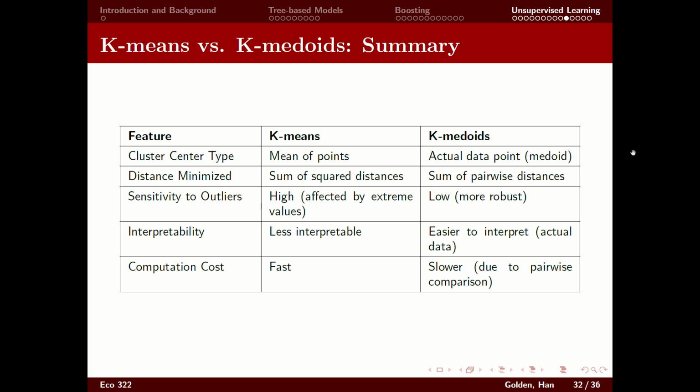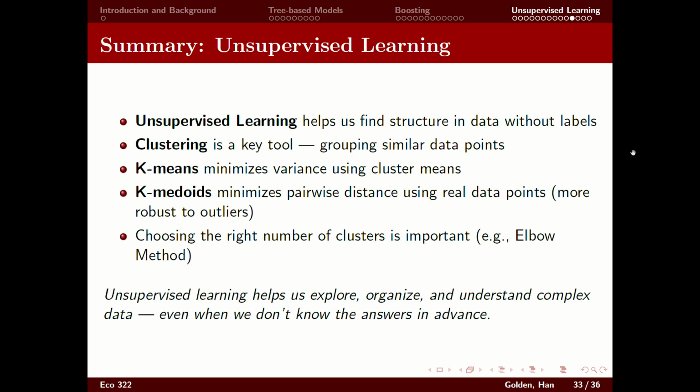So k-means, you take the mean of points; k-medoids uses an actual data point. K-means uses the sum of squared distances. K-medoids uses the sum of pairwise distances. K-medoids is less sensitive to outliers and easier to interpret, but it's a lot slower in terms of computation because taking the median is a more expensive operation.